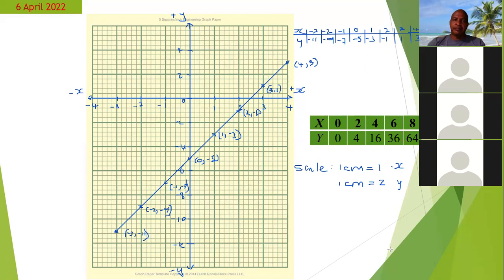All right, so for now, those of you who are following, you can go ahead, plot a graph, and then I'll look at it after you send me that picture.